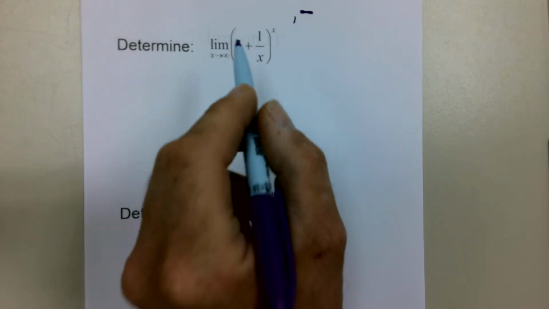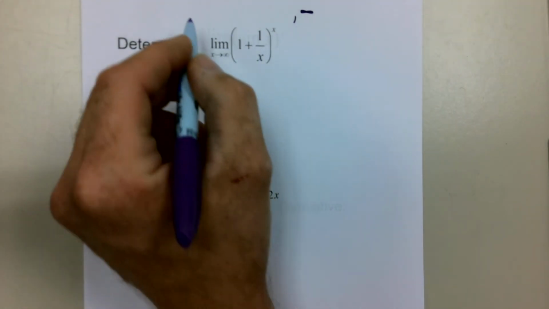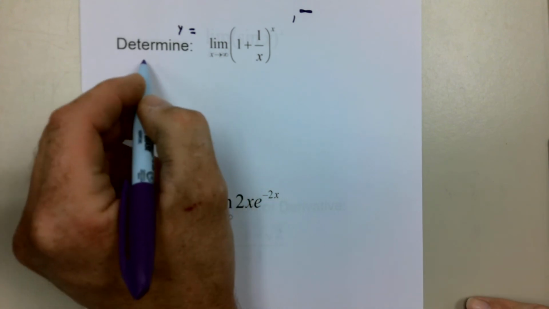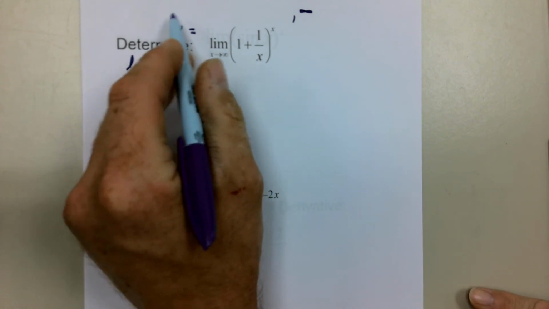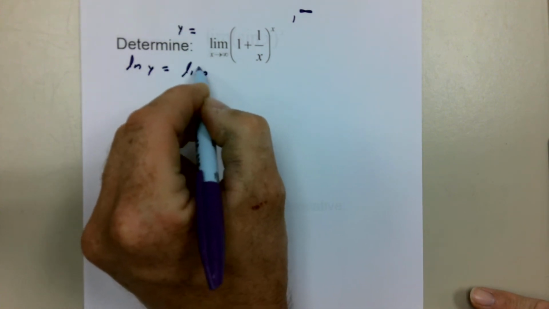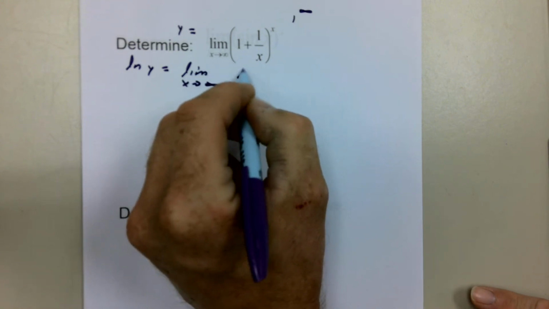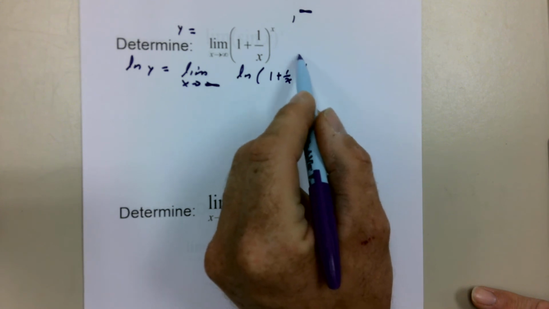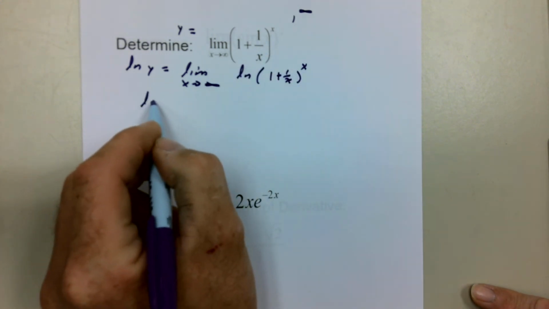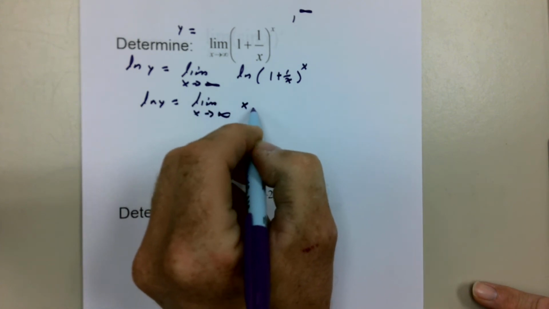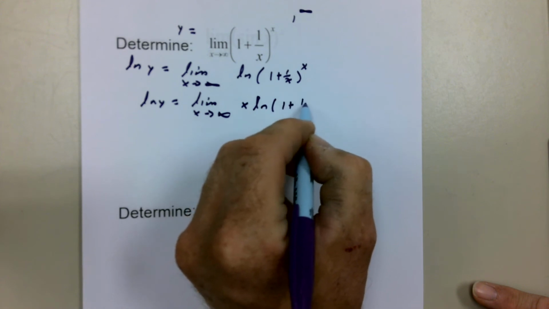So what we're going to do then is have to do something with this. And with this one, I'm going to go ahead and introduce y. y is going to equal that limit. And what I can do is take the natural log of both my left side and my right side. If I take the natural log of y, that's the same as taking the limit as x goes to infinity of the natural log of (1 plus 1 over x) to the x. That's going to allow us to take this x and bring it to the front. So our natural log of y is going to equal the limit as x goes to infinity of x times the natural log of 1 plus 1 over x.